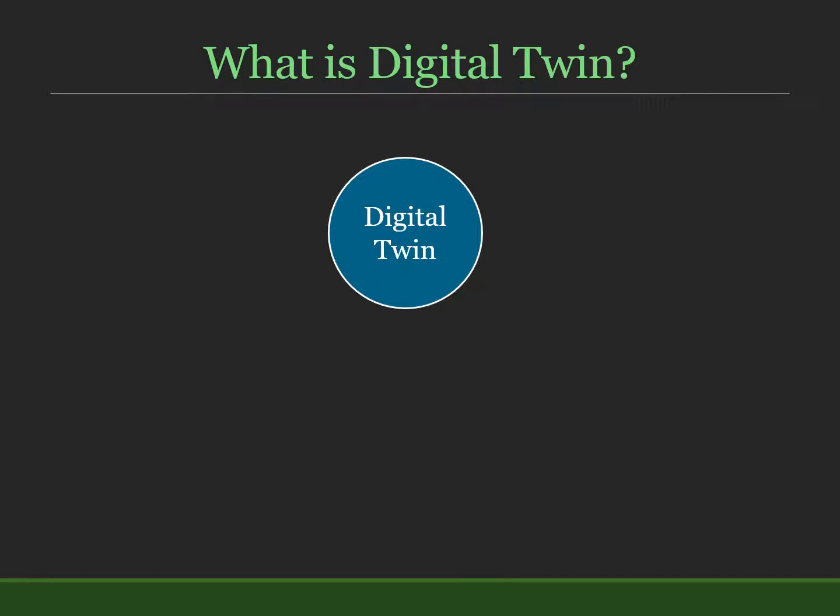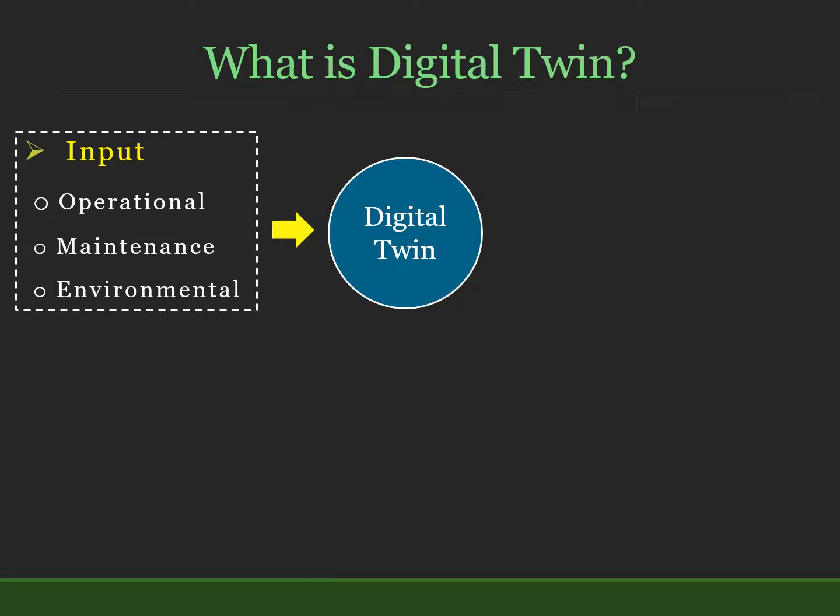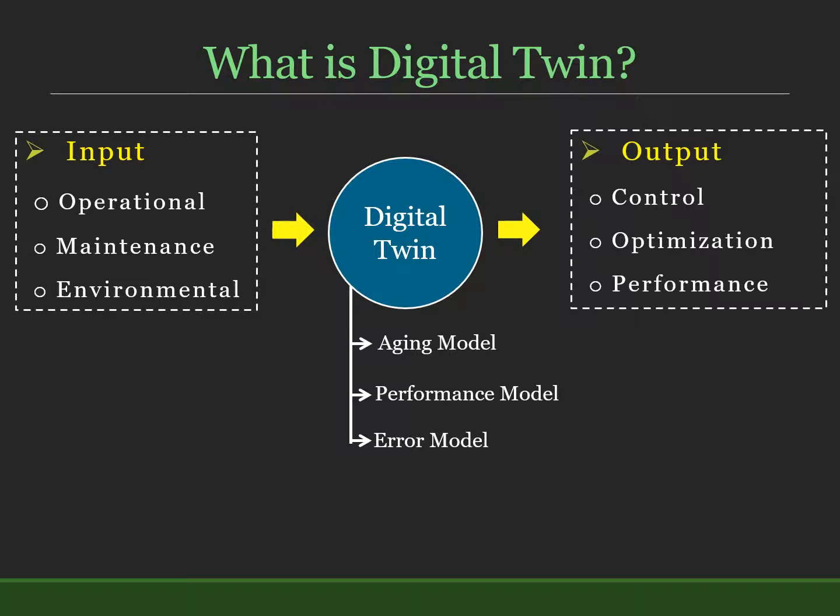Let's talk about various components of the digital twin and what it really consists of. As mentioned earlier, the digital twin acquires various data as input, such as operational, maintenance, environment, etc. Utilizing this data, various models of the systems are created, such as aging, performance, error, etc. The combination of these models is what digital twin consists of in the virtual domain. The main goal or output of the digital twin will be to provide better control, optimization of the parameters in the virtual domain, performance monitoring in the real time, to name few.